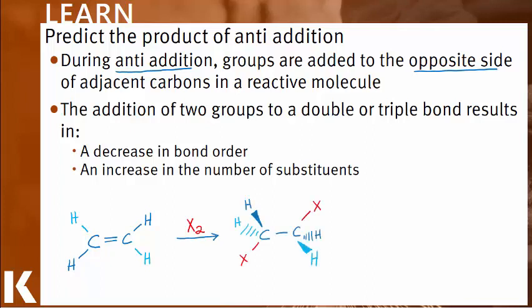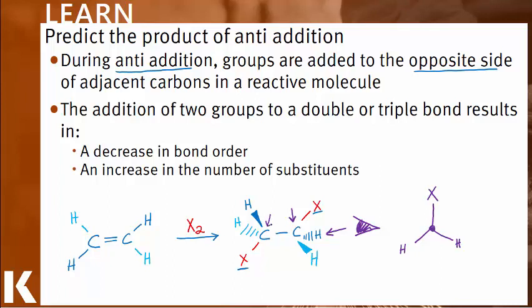our final product. Now, in this anti-addition, notice that our two groups have added to opposite sides of the molecule. We can further show this by drawing a Newman projection. So we're going to look down this carbon-carbon bond, and we'll start with our first carbon that we see. So our first carbon has that new substituent at the top, and we'll have the two hydrogens at the bottom.